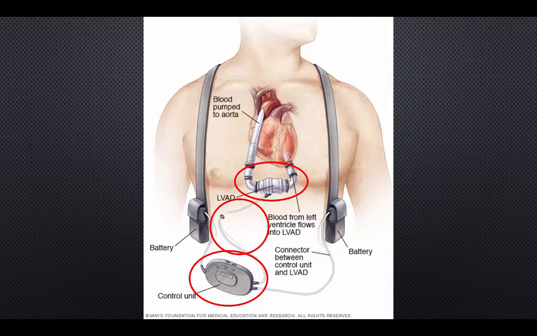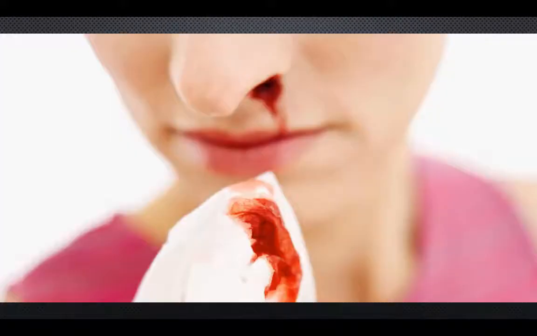The control unit also has alarms that will sound if the pump malfunctions or is low on battery. The display shows the pump speed in revolutions per minute and the output of the pump in liters per minute. Finally, the power supply is a battery. It powers the controller and pump. Generally, patients carry multiple batteries with them, and most LVADs have a way to connect to a wall outlet for permanent power. So why do these patients present to the emergency department?